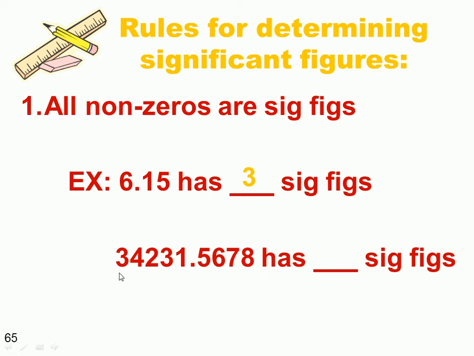For this particular number, I see 1, 2, 3, 4, 5, 6, 7, 8, 9 non-zeros. Therefore, I have 9 significant figures. If I were you in my notes, I actually would go through and highlight or underline all of these significant figures so that they clearly are marked in your notes when you're studying them.